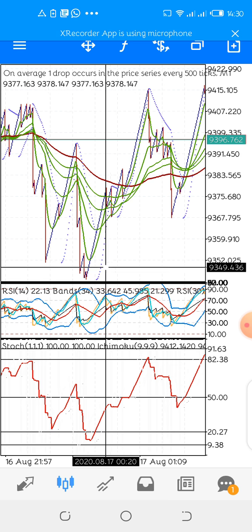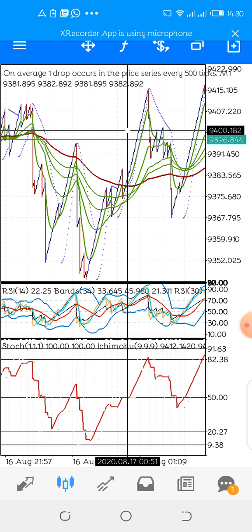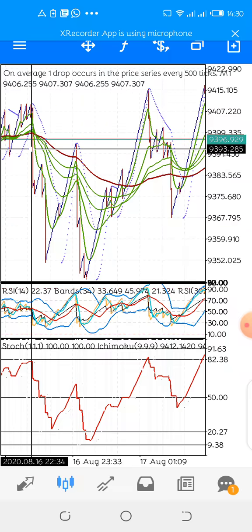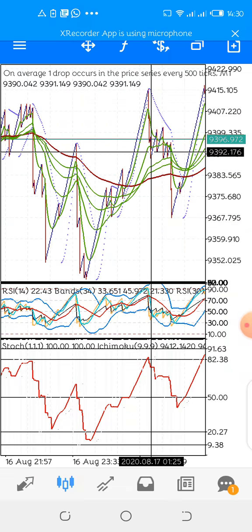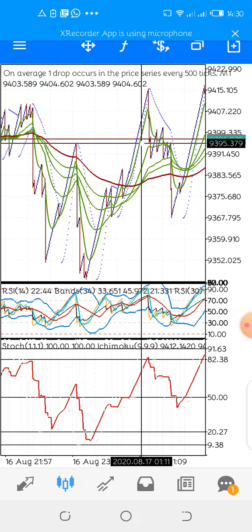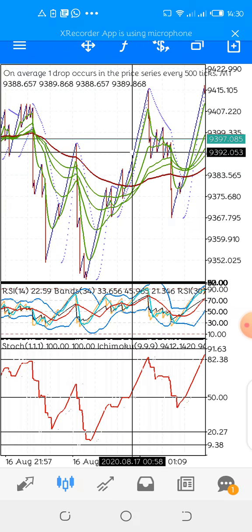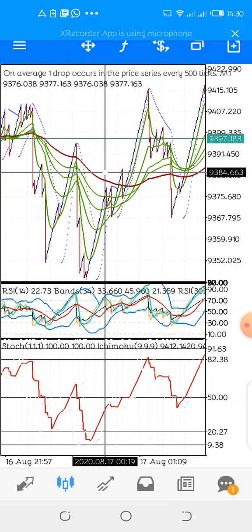But for sure I cannot scalp this. Why? Because our moving averages are crossing exactly in the middle. And when the moving averages are crossing exactly in the middle, I don't trade that.